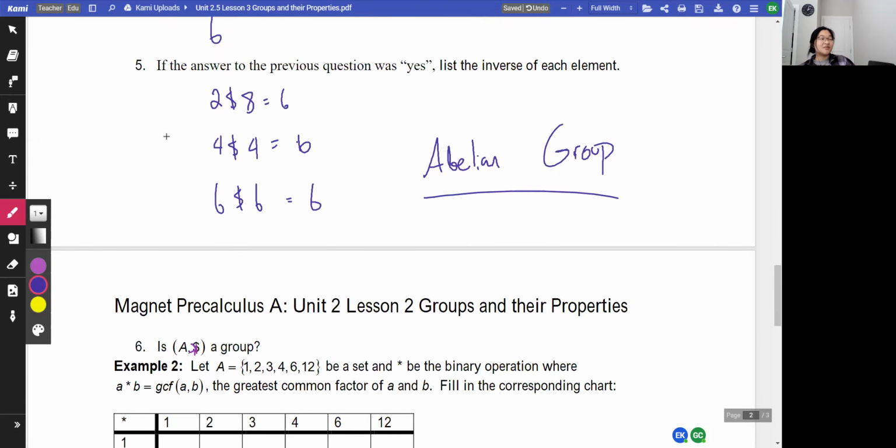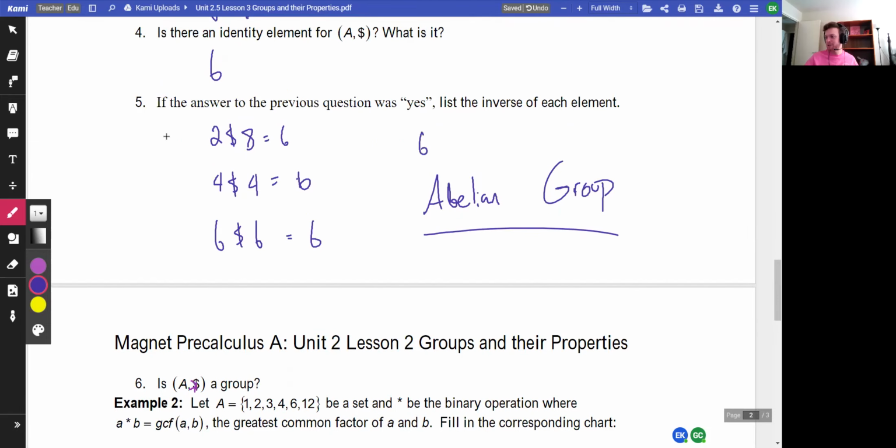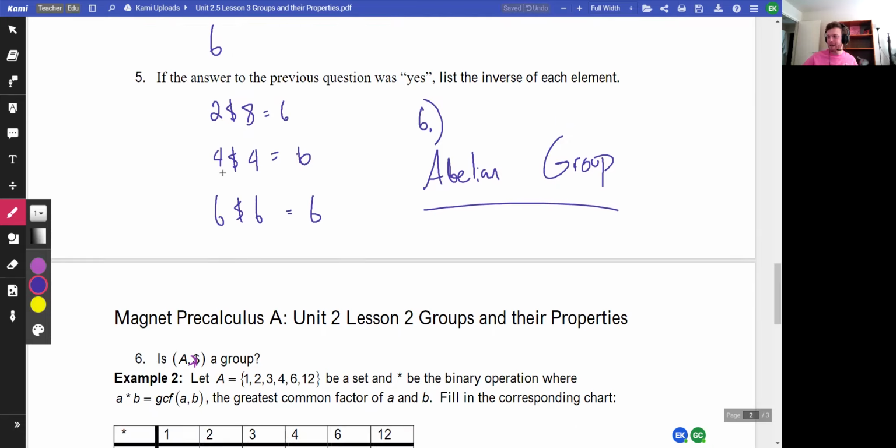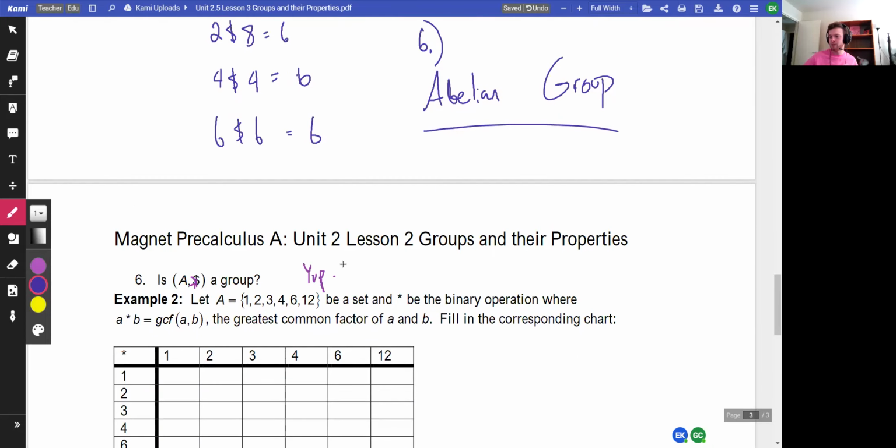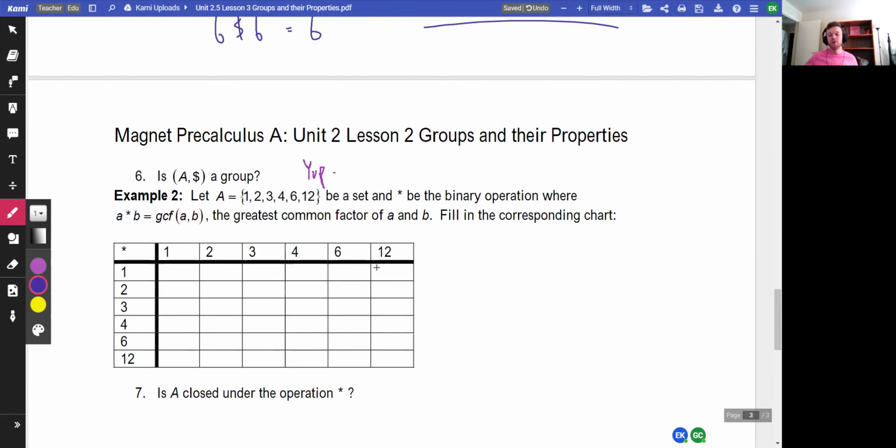Oh, that's up there. Question 6 used to be up here. Question 6, is it a group? Yes. And guess what? It's also an abelian group. Yep. All right. New set, new operation.